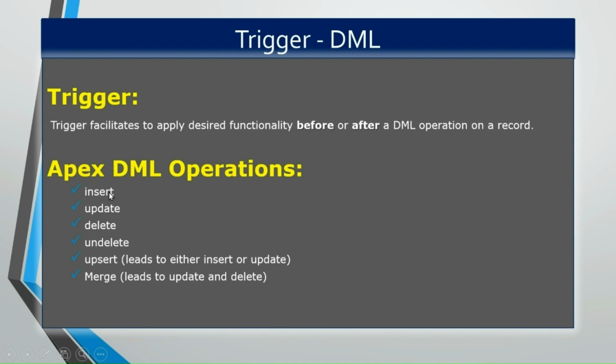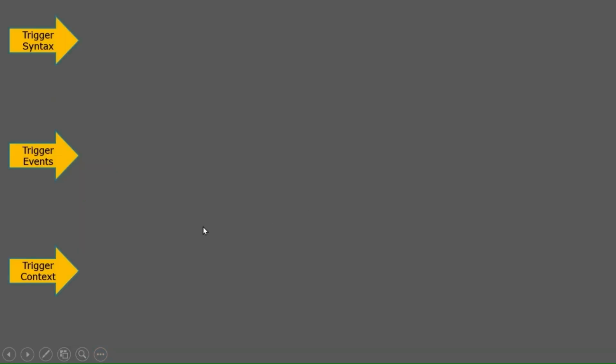We have trigger events and trigger context variables only for these core DML operations, that is for insert, update, delete, and undelete. For upsert and merge, we do not have any separate trigger events or trigger context variables, as upsert is ultimately leading to the insert or update, and merge ultimately leads to update and delete core operations. In Salesforce triggers, we have 3 core concepts, that is trigger syntax, trigger events, and trigger context.